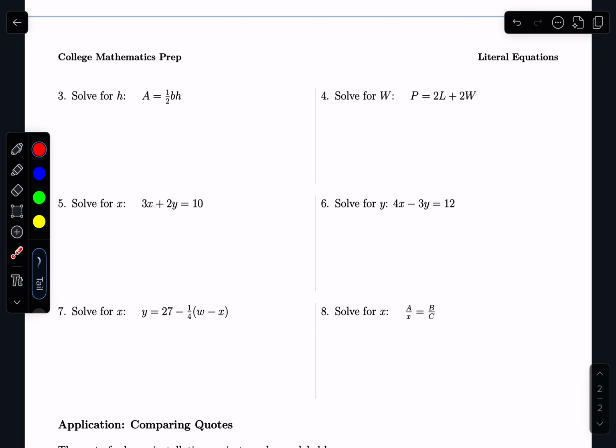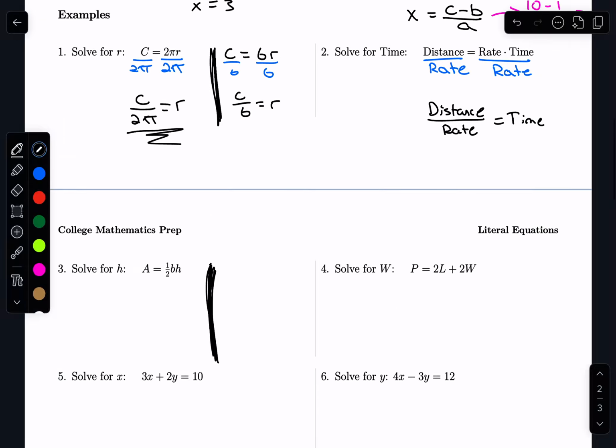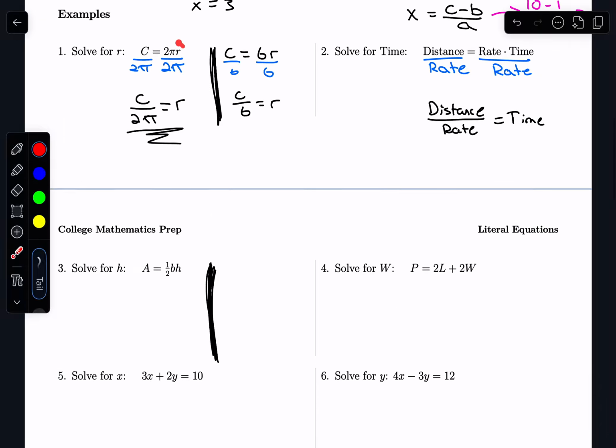For number 3, we have solve for h, where a equals 1/2 bh. This is the formula for the area of a triangle, where area equals 1/2 base times height. What we're going to do here to get h isolated is one step for the first one, and then I'm going to do it in 2 steps in case the first one doesn't click too well. So this is exactly the same as what we did in number 1, where I divided both sides by 2 pi to get the r by itself.